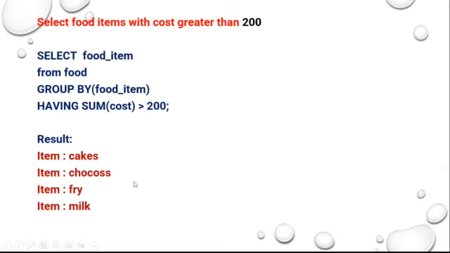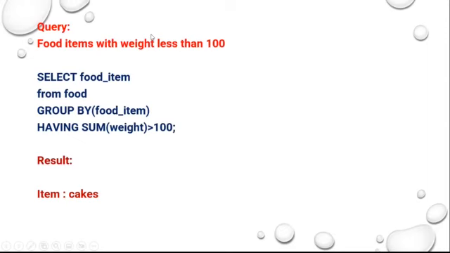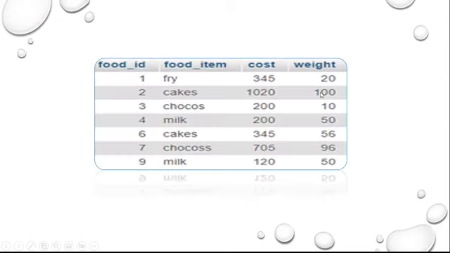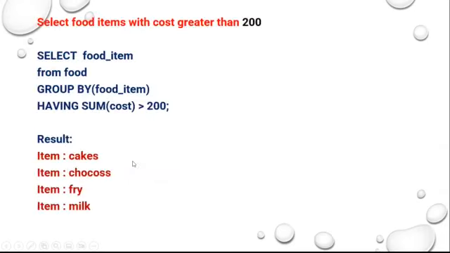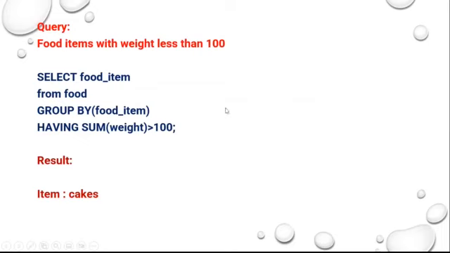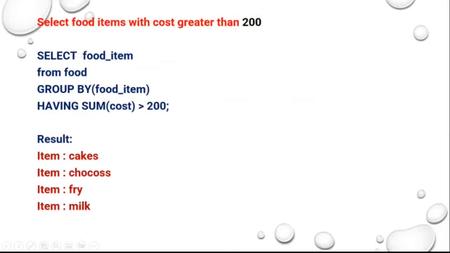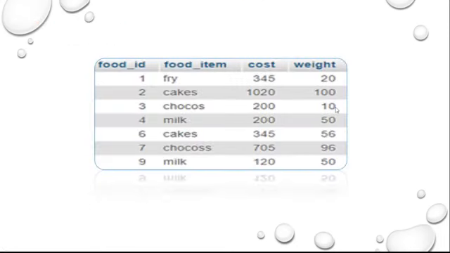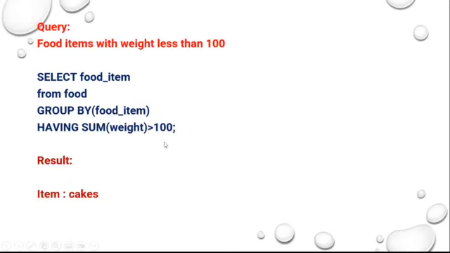One more query you can give and execute here: food item with a weight less than 100 gram, as in the diagram. Sorry, greater than 100. So greater than 100 is here, equal or greater than 100, and at last it prints the result of cake here. Like that you can give the query and execute it with the HAVING clause.